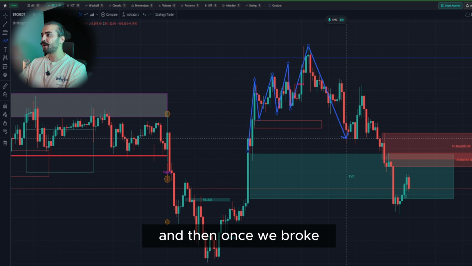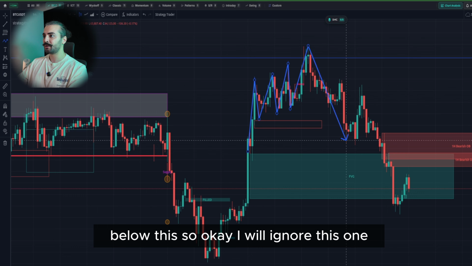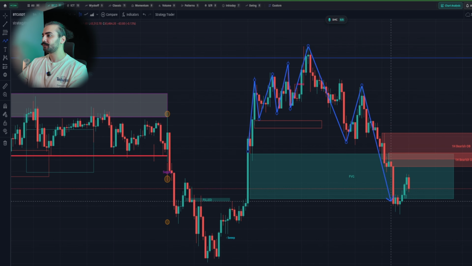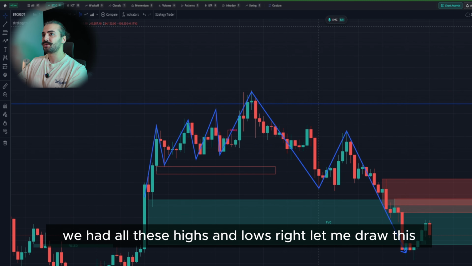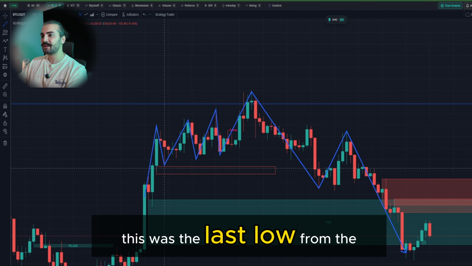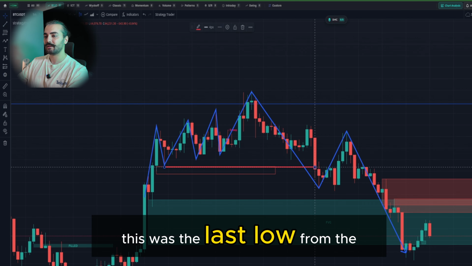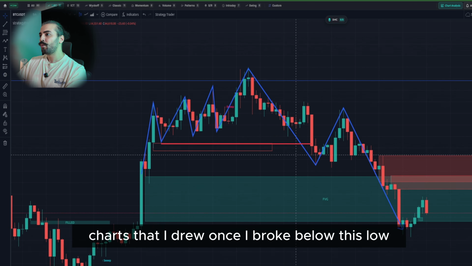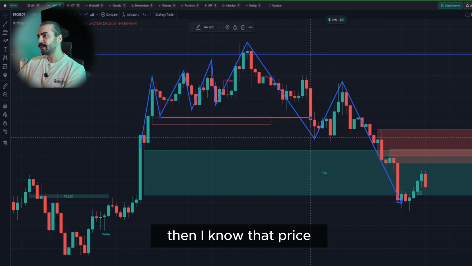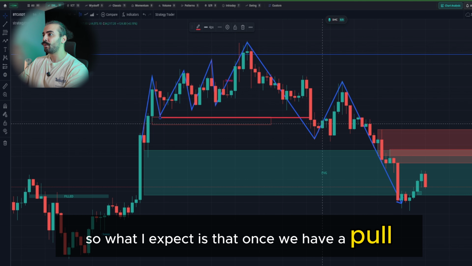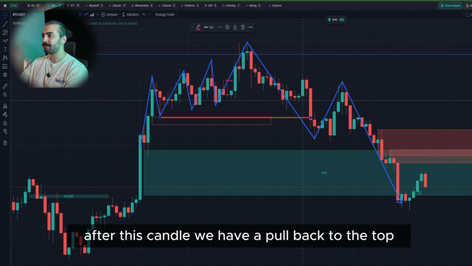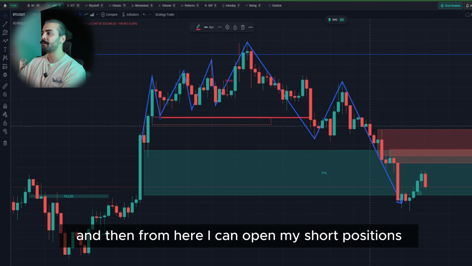And then once we broke below this, okay, I will ignore this one. We had all these highs and lows, right? Let me draw this. This was the last low from the chart that I drew. Once I broke below this low, then I know that the sellers are going to push it down and down. So what I expect is that once we have a pullback, after this candle, we have a pullback to the top, and then from here, I can open my short positions.